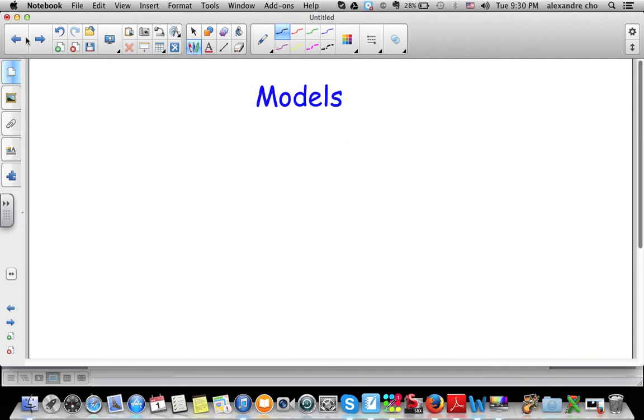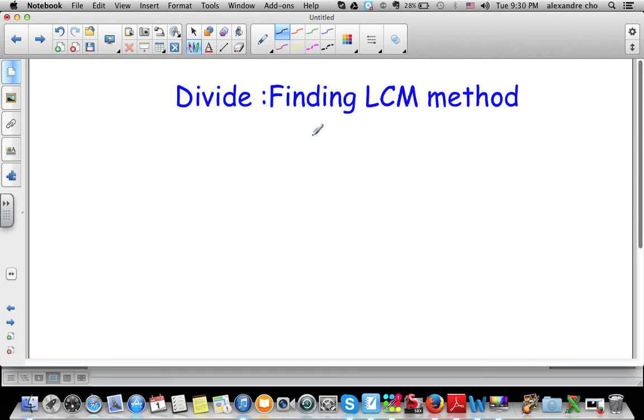Dividing and LCM method. I don't know, there's no name for this, so this is what I mean. Let's take 4 over 9 and divide it by 1 over 9.